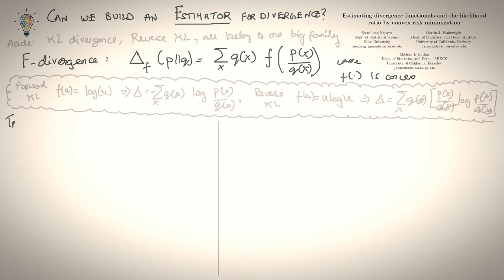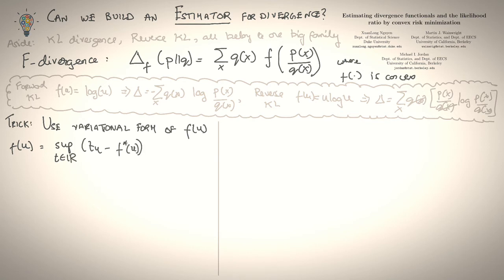Okay, so how do we build an estimator for f-divergence? Well, there's one simple trick we're going to use. We're going to use the variational form of f of u. What is a variational form? You can write f of u as sup over t belonging to the real numbers, t times u minus f star of t, where f star is the convex conjugate of f. This is simply the definition of convex conjugate. So you could have also written f star of u as sup over t belonging to R, t times u minus f of t, and that is in fact the definition of convex conjugate. So the conjugate of a conjugate is the original function.